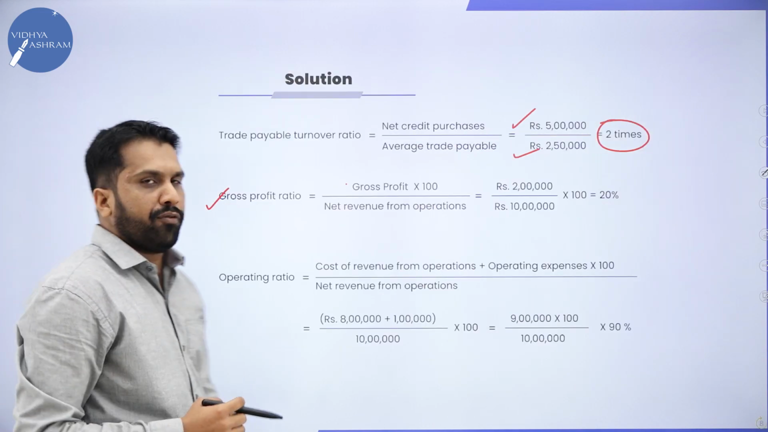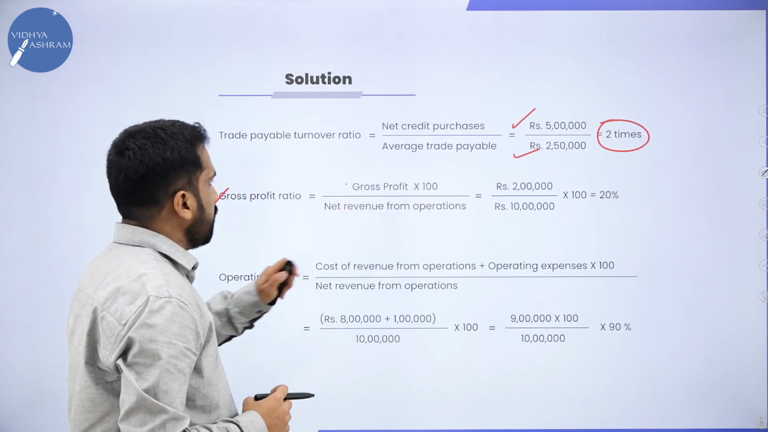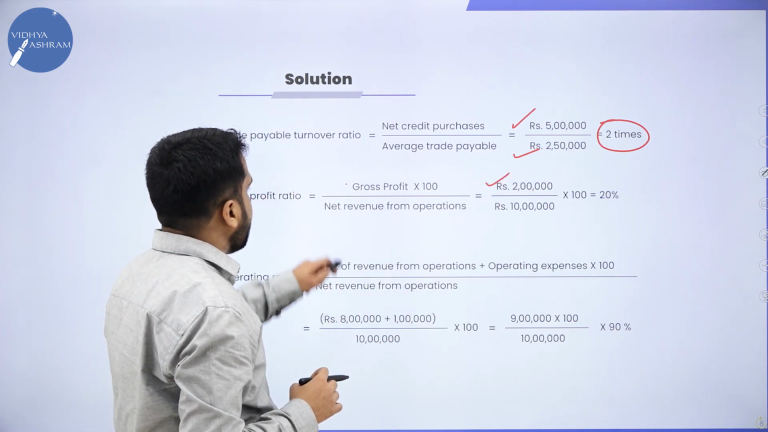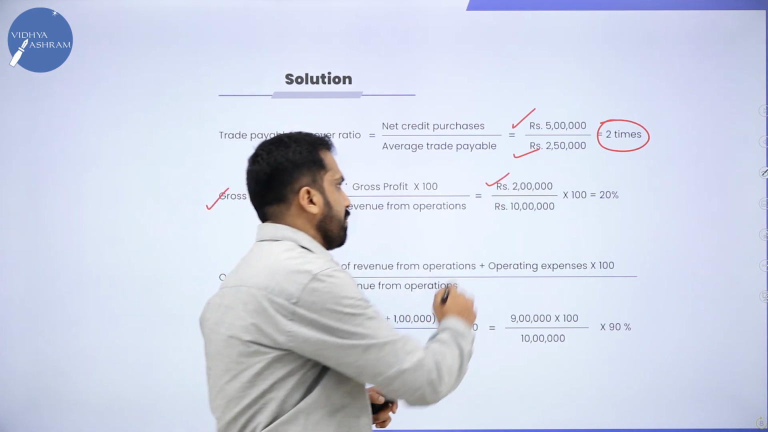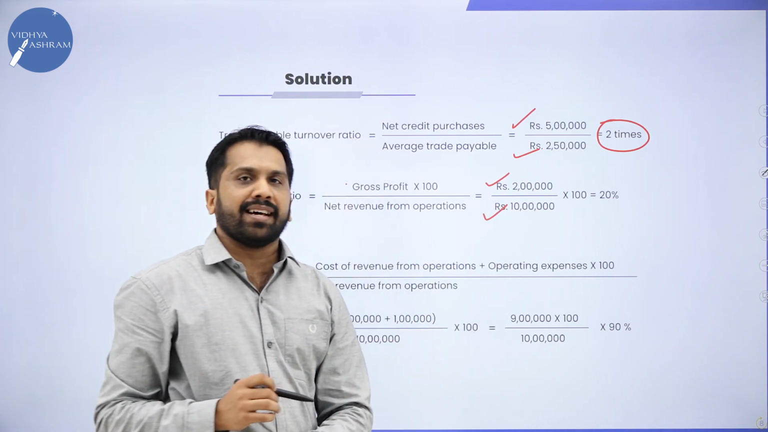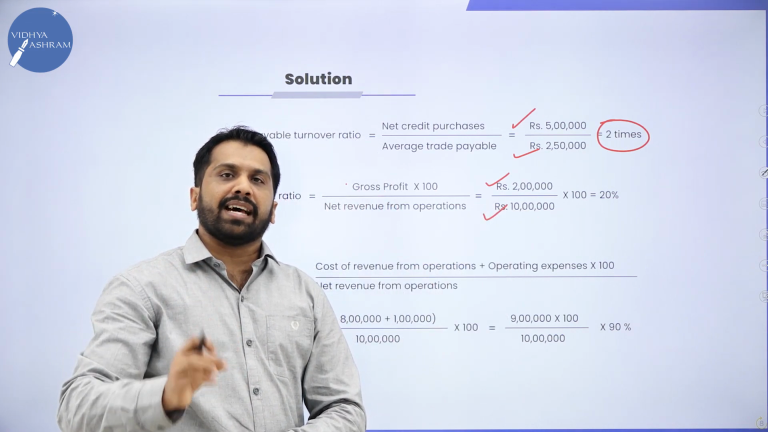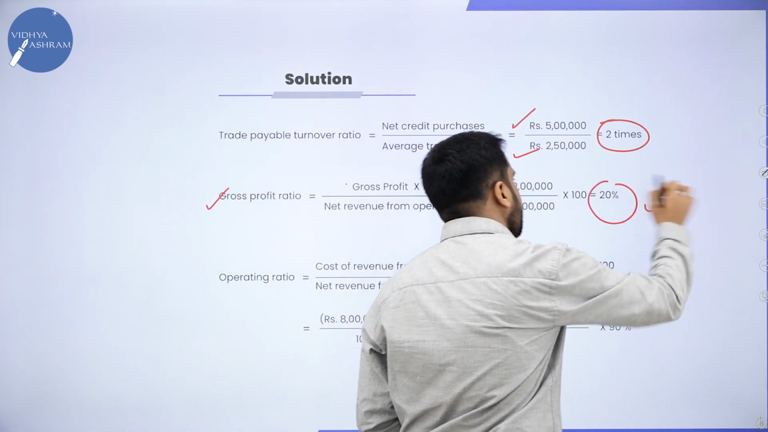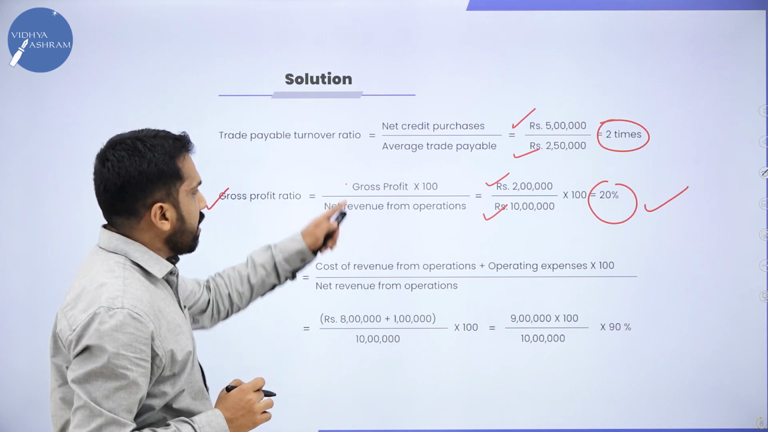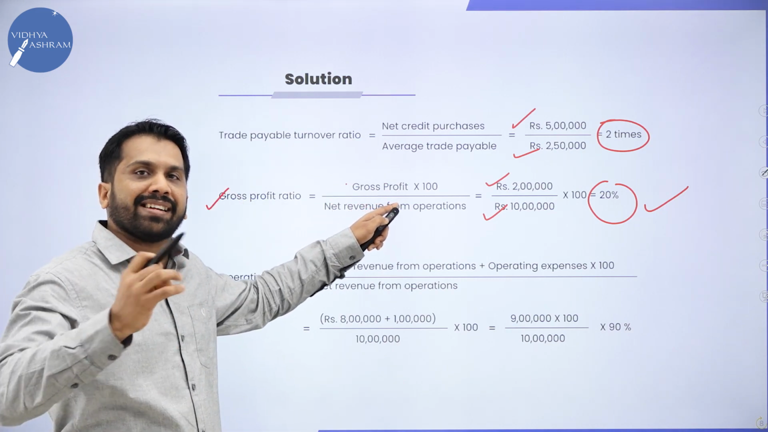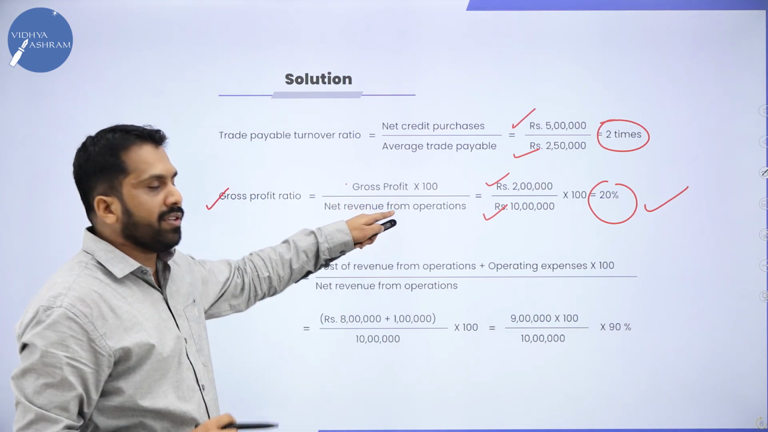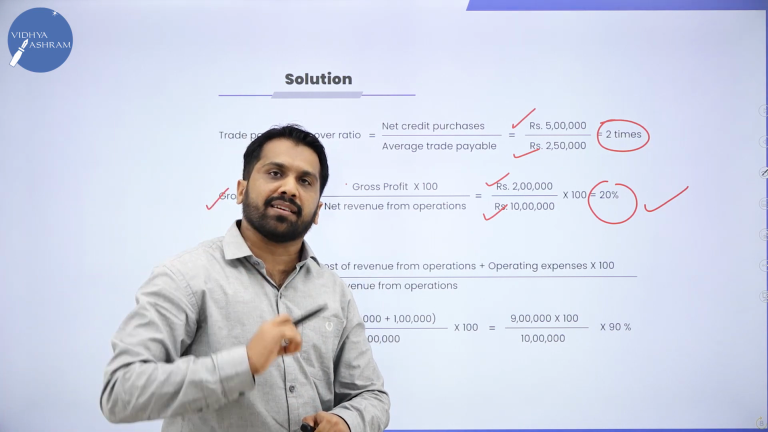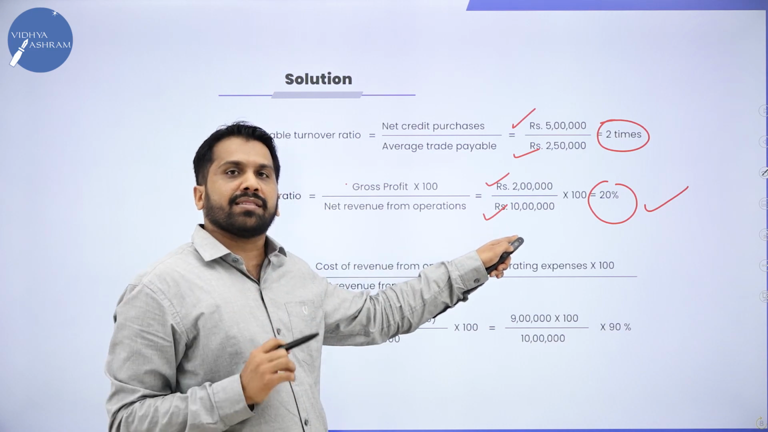Now, gross profit ratio: you have 2 lakh as gross profit as well as net revenue from operation, that is 10 lakh. 2 lakh divided by 10 lakh multiplied by 100, you will get the answer, 20%. Now, gross profit will be given directly. Net revenue will be given directly. You just have to multiply by 100. You will get your answer.